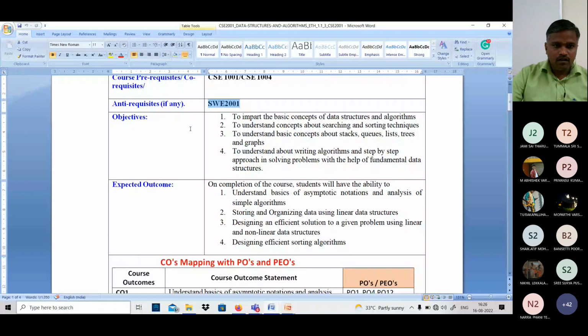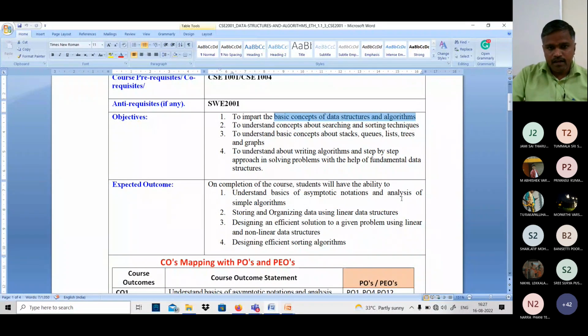What are the objectives? Why do we study this? To learn about the basic concepts of data structures and algorithms. What are the basic concepts? To arrange the data, we have some set of algorithms. To manage the data, we have some set of algorithms. To access the data, we have some set of algorithms. These are the basic concepts.